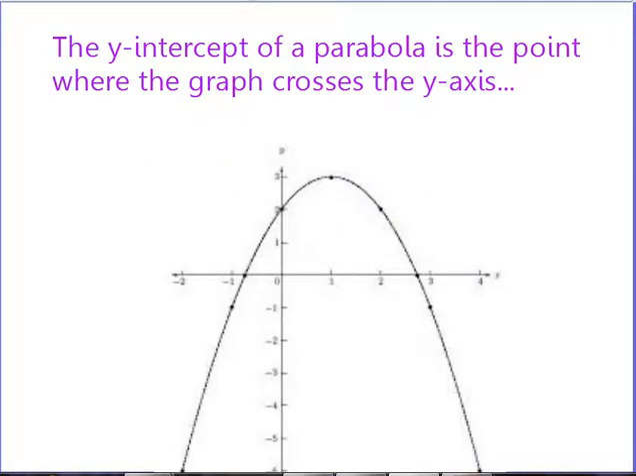Finally, a y-intercept of a parabola is the point where the graph crosses the y-axis. You've dealt a lot with y-intercepts before, so that shouldn't be a surprise. The only new thing is that we're going to write our y-intercepts as points now. So instead of saying my y-intercept is at 2, I'm going to say my y-intercept is at (0, 2).